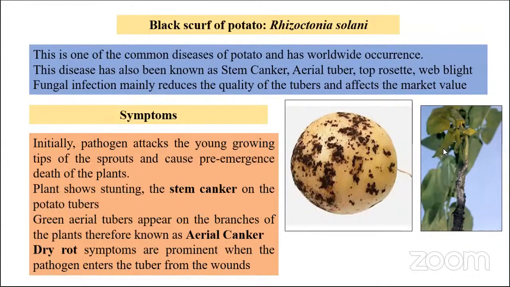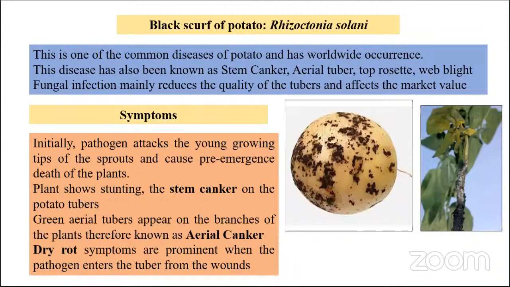Initially, this pathogen attacks the young growing tips and sprouts of the plants and causes pre-emergence death of the plants. But the plant shows stunting and stem canker. That's why we call it a stem canker disease. Green aerial tubers appear on the branches; this is the symptom in potato plants affected by black scurf. So green aerial tubers are formed, and that's why we also call it aerial canker.